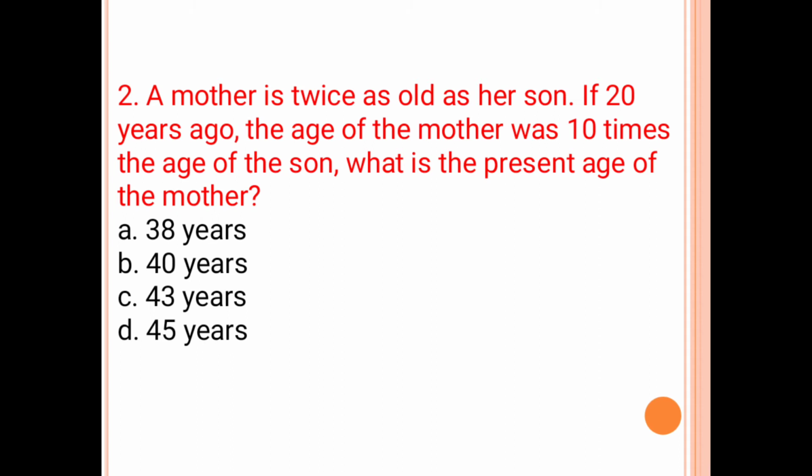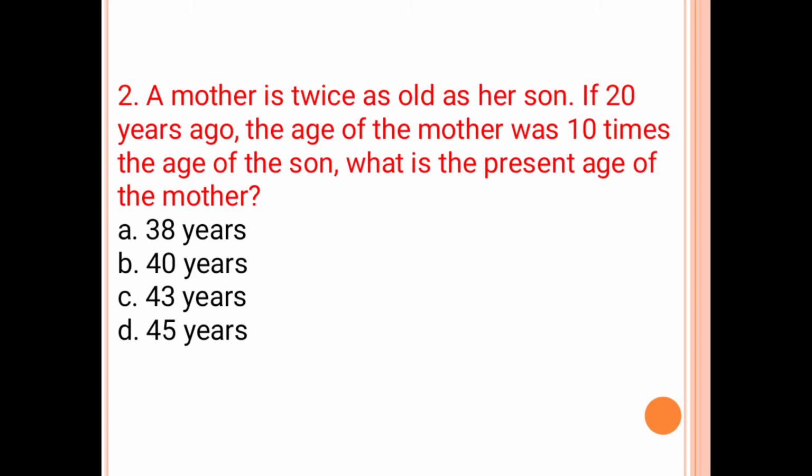Then 20 years ago, what is the mother's age? 20. Then what is the son's age? 20 years ago, that is 20 divided by 10, 2. So 20 years ago the mother's age is 20, the son's age is 2. Now we can bring it to the current age. So 20 plus 20, 40 years. The mother's current age is 40, the son's current age is 22.